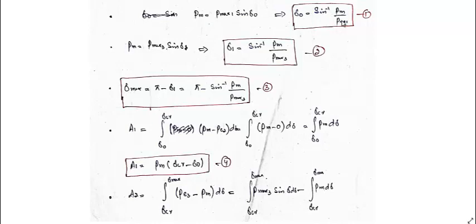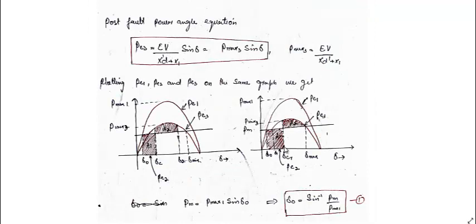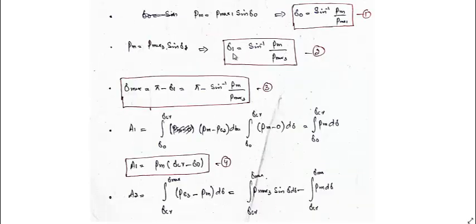So delta naught will be equal to sine inverse Pm by Pm1. Pm is equal to P max 3 sine of delta 1, since at this point Pm is equal to P max 3 sine of delta 1. From here we can get delta 1. Delta 1 is equal to sine inverse Pm by P max 3. So delta max is equal to pi minus delta 1, that is equal to pi minus sine inverse Pm by P max 3.